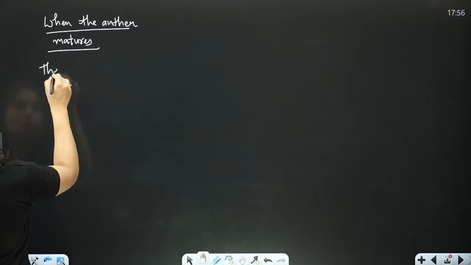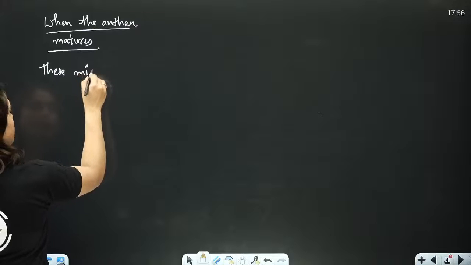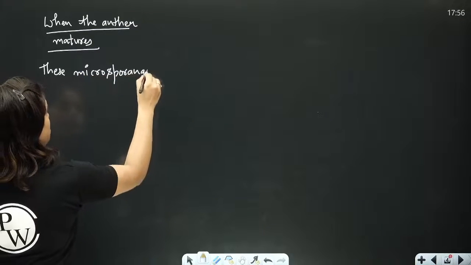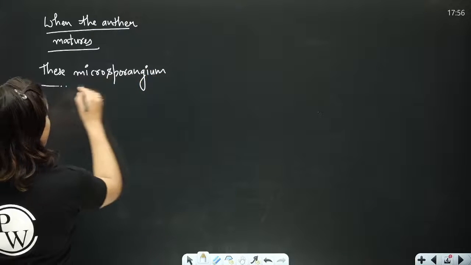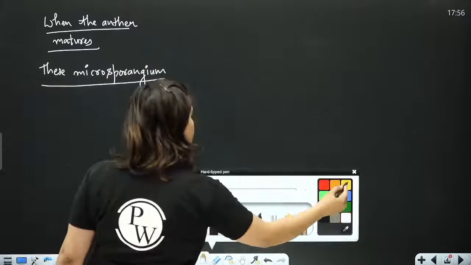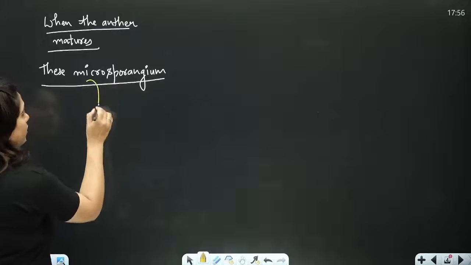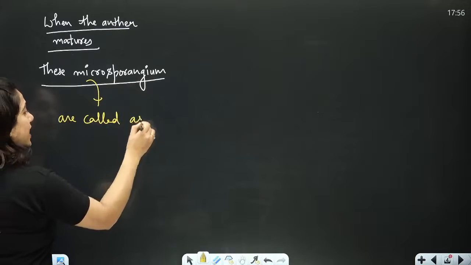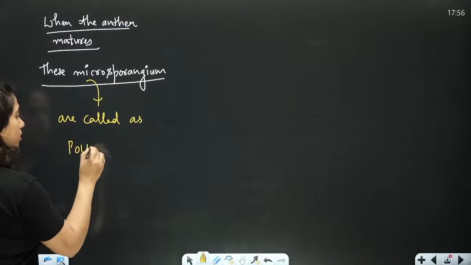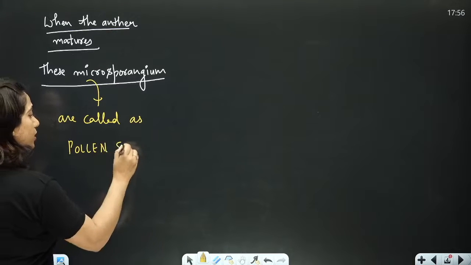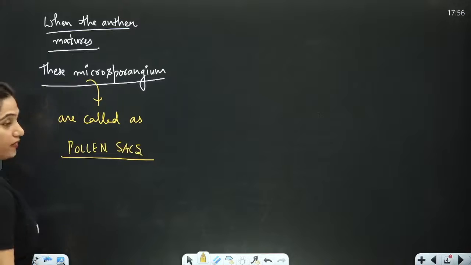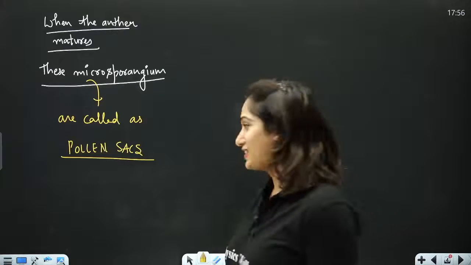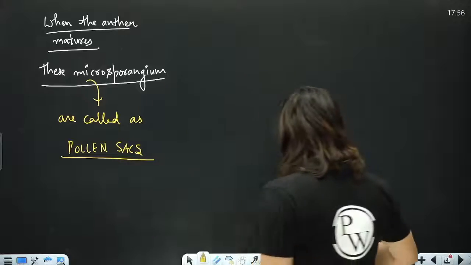Later on, when the anther matures, these microsporangium are called pollen sacs. An anther has four microsporangium, and when the anther gets matured, these microsporangia are called pollen sacs. This is an important line and must be remembered.